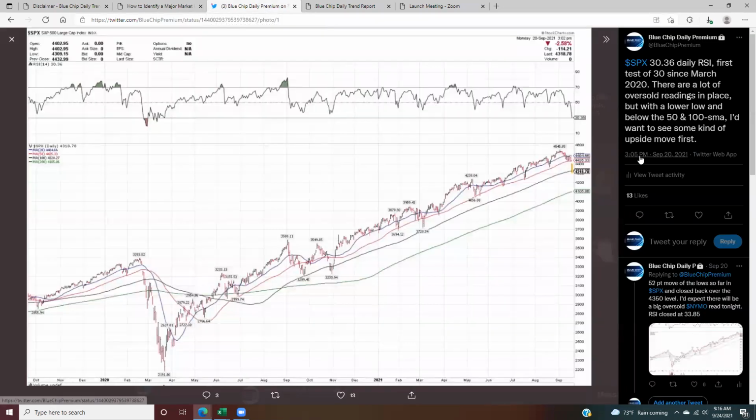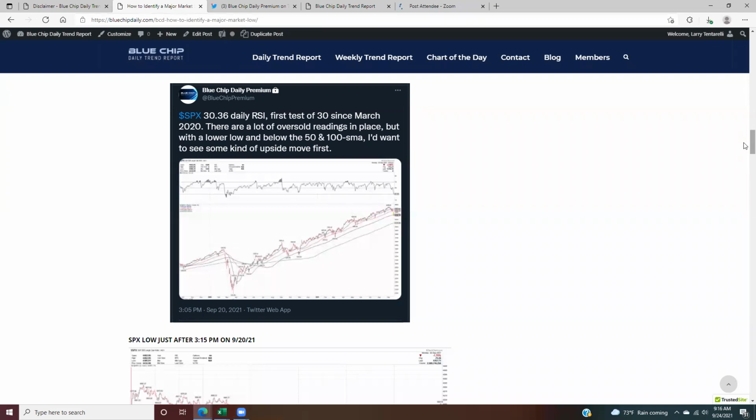So this was posted 3:05 p.m. on Monday. We can see the chart was set up just before then, but we can see that the S&P 500 daily RSI at 30.36 was the lowest level going back to the March 2020 lows. And to me, that indicated, plus 7 stocks up on the day, plus the New York Stock Exchange, that they were pretty well oversold in the market.